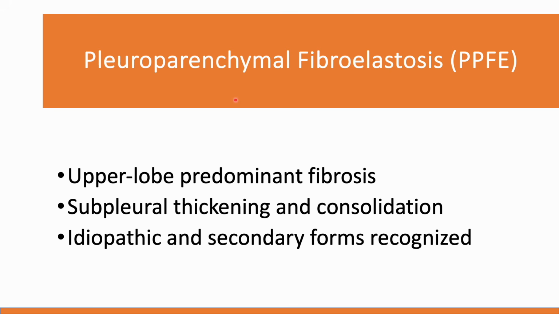So pleuroparenchymal fibroelastosis, what do we see? We are going to look for upper lobe predominant fibrosis. We are going to look for the subpleural nature of thickening and consolidations in the subpleural space. And as I said, both idiopathic and secondary forms may exist, so you may see it coexisting also with other patterns.